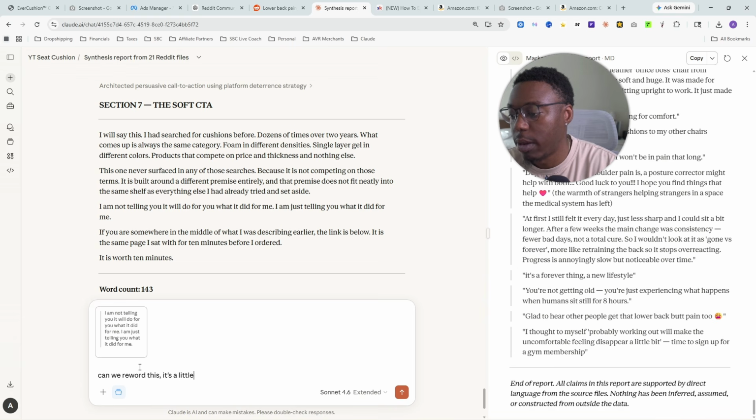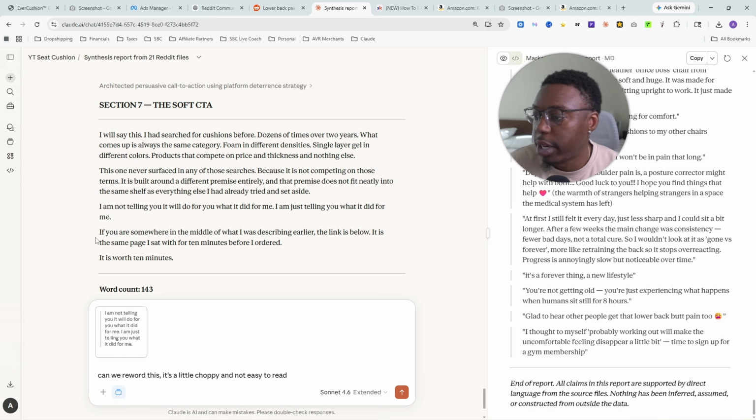It's a little choppy and not easy to read. Before I enter that, let me just read everything else. If you're somewhere in the middle of what I just described earlier, the link is below. It is the same page I sat with for 10 minutes before I ordered. It's worth 10 minutes, right?